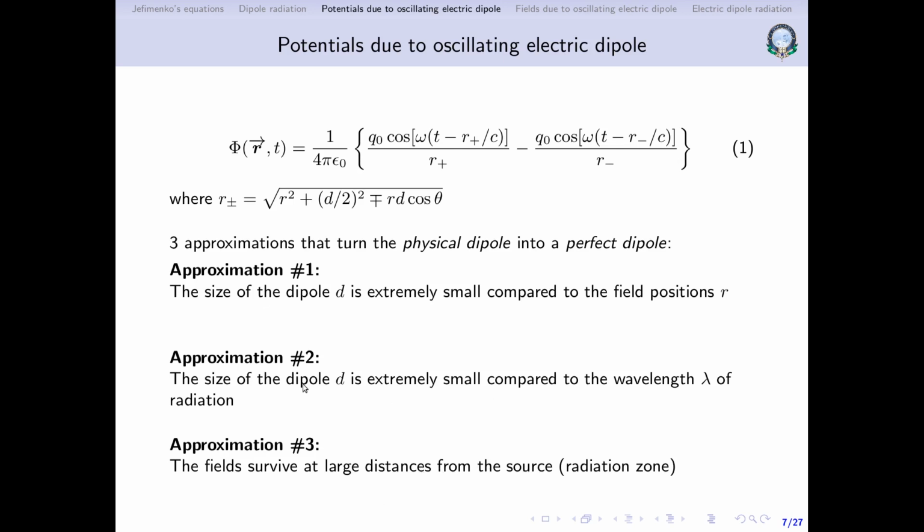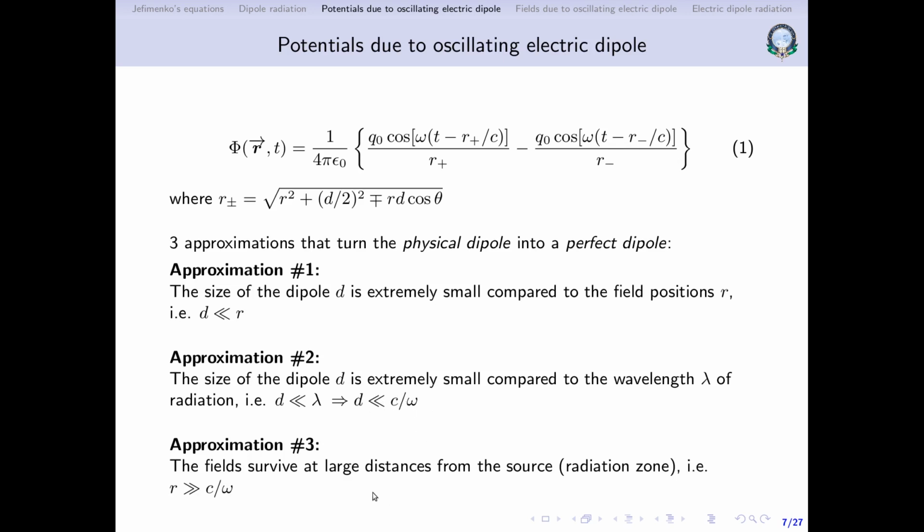So we can write down these approximations mathematically as: in the first case, d is very very small compared to r; second case, d is very very small compared to lambda. Now lambda is equal to c by nu, and nu is equal to omega by 2 pi. So if d is less than c by nu, then d will also be very very small compared to c by omega. Just a factor of 2 pi comes, so we can neglect that. It will be much less than c by omega as well. So that's the second approximation.